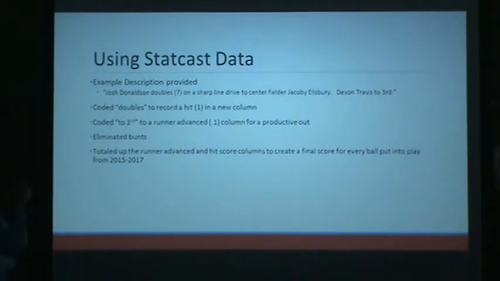And then we eliminated bunts, because it kind of messed up the data. Just the exit velocity of a bunt is kind of meaningless to measure. It doesn't really matter. It doesn't gel with our data when we're trying to determine, okay, how hard does the player hit the ball? While he's bunting, it's not really the most important thing to use for us.